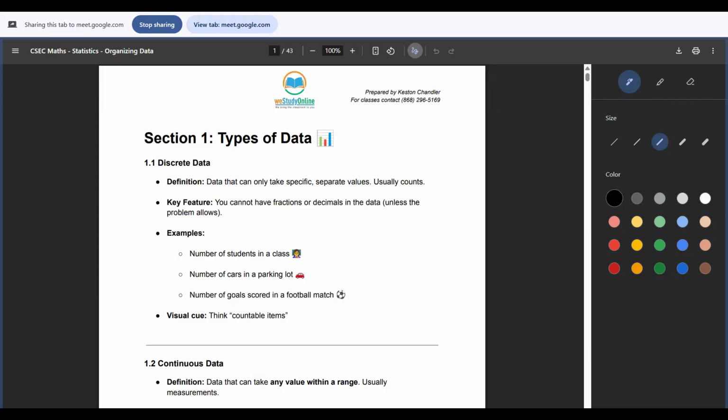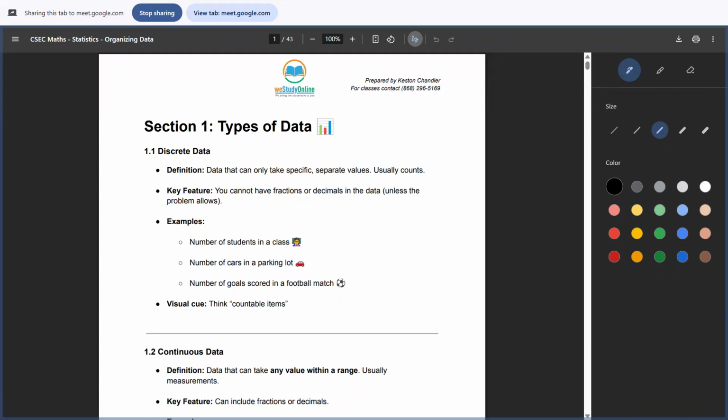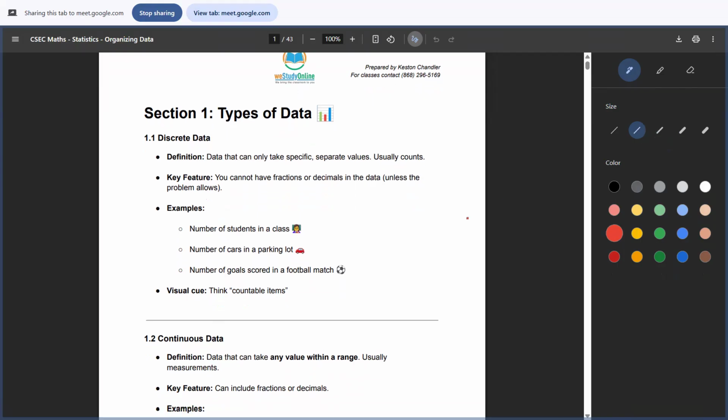All right, so we're looking at statistics, and the approach that we're taking will be looking at the organization and presentation of data. To begin with, we want to talk about types of data. We have two types of data that we need to be familiar with when we do our studies of statistics, and these include discrete data and continuous data.